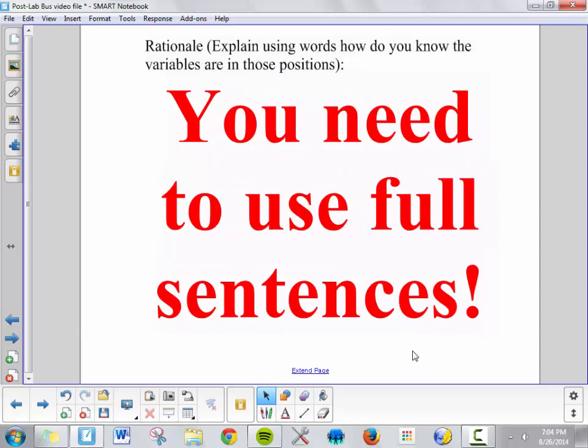Under that, we wanted you to write a quick explanation of how you knew the variables were in those positions. So in other words, how did you know it was distance over time? So talk about what you know about speed. Maybe talk also about what you learned in the pre-lab and what you did in the lab. In this section, you must use complete sentences. If you do not, you will not get full credit. All labs are expected for you to use full sentences.